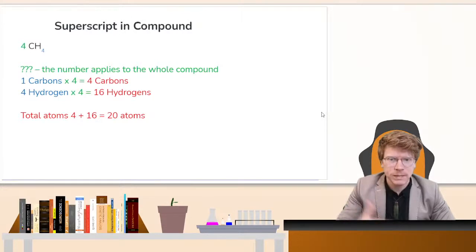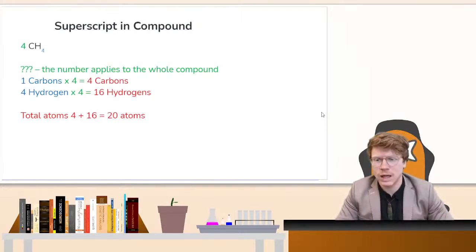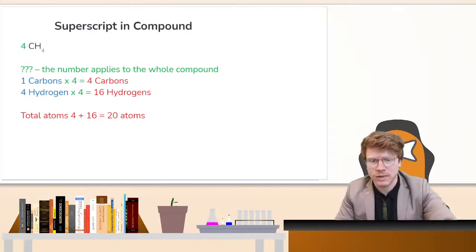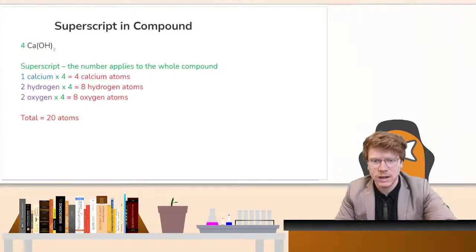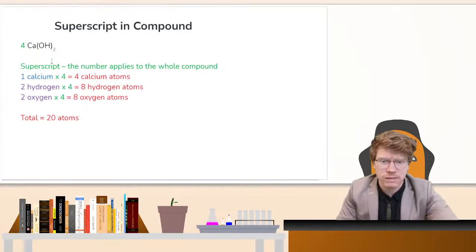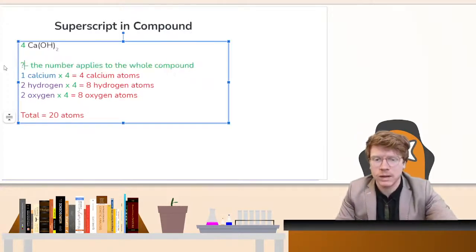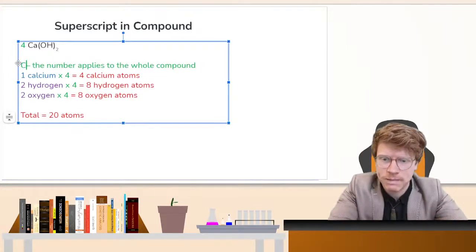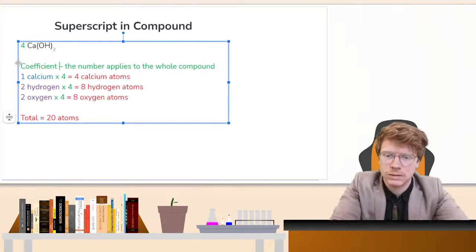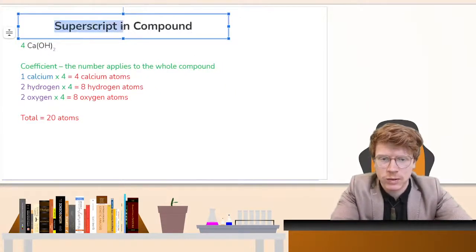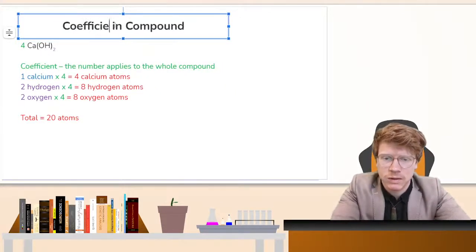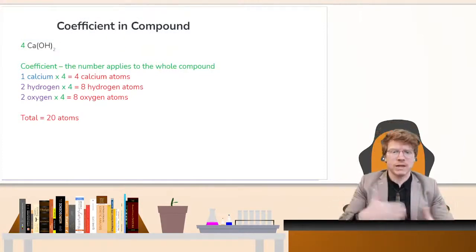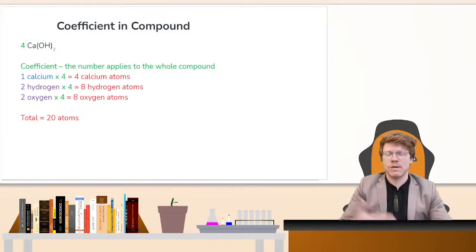So the key thing is, why don't we skip past this one because that's incorrect. Essentially the gist of this one is that you have a coefficient. That's what this should be. So let's change this to what it should be. The coefficient is out the front. The coefficient tells us how many of that molecule there are.